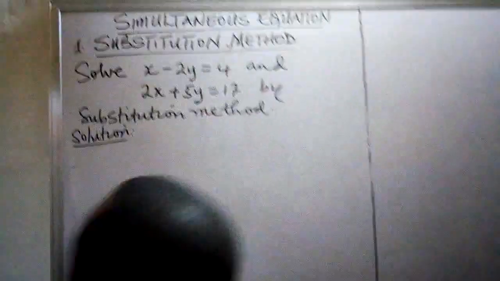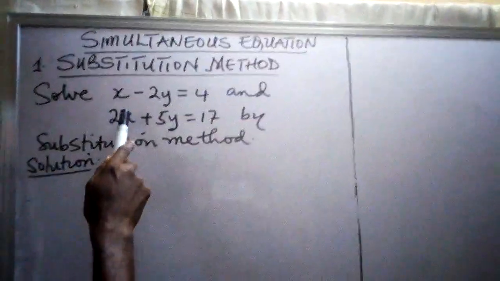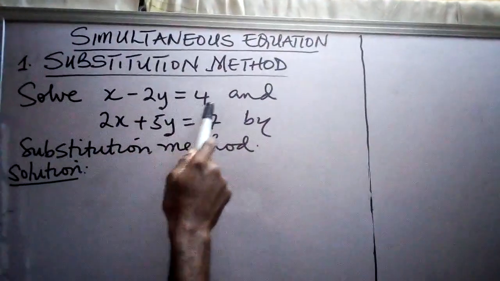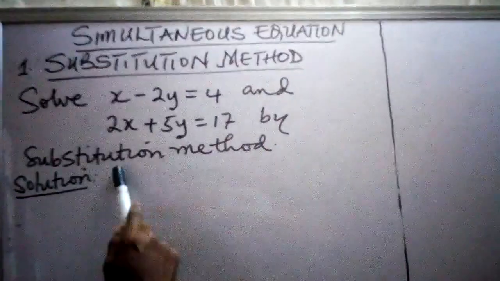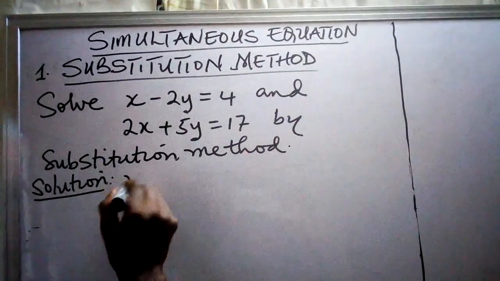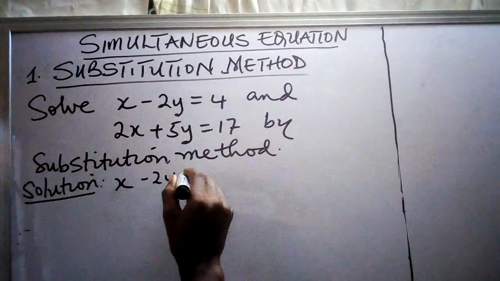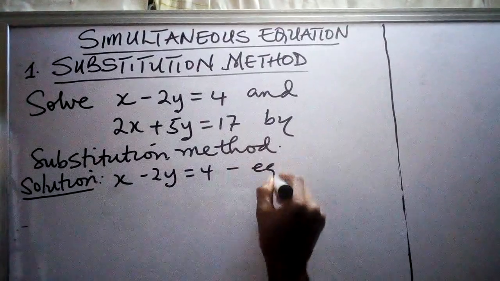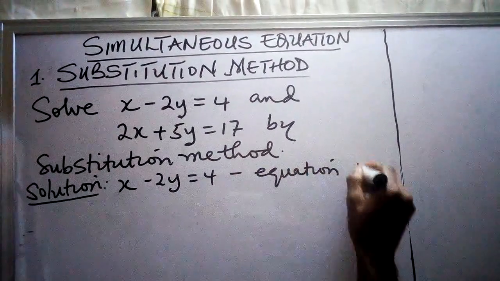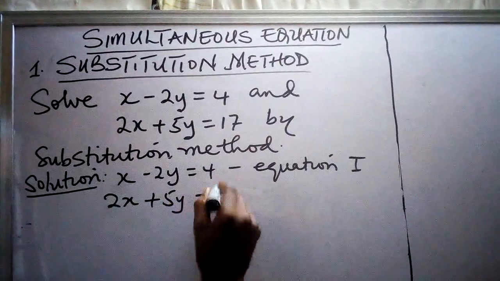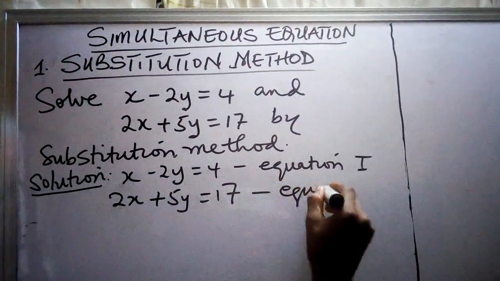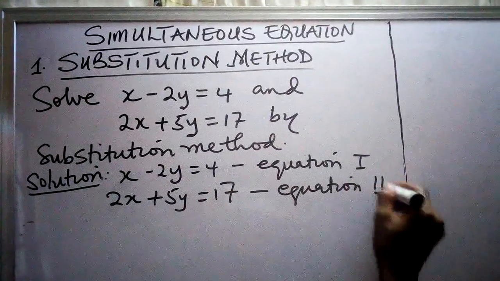This lesson is on simultaneous equations using the substitution method. Given the question, solve x minus 2y equals 4 and 2x plus 5y equals 17 by substitution method. Write out the first one, x minus 2y equals 4; call this equation 1. 2x plus 5y equals 17; let this be equation 2.